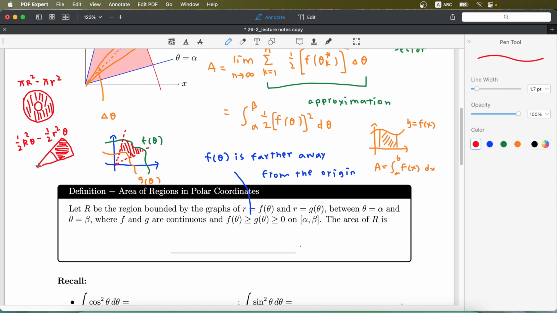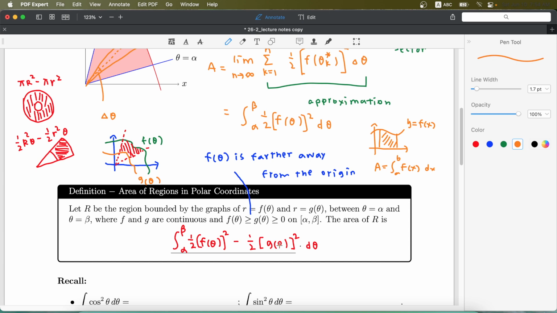Okay, so right here, our formula will become the integral of 1/2 r squared, this is the larger radius, and theta becomes d theta, so we will put that at the end. Minus 1/2 of the smaller radius squared d theta, from alpha to beta.